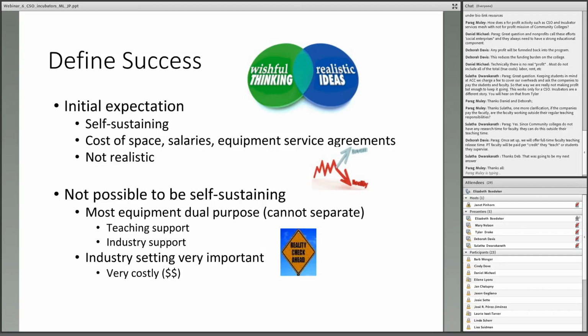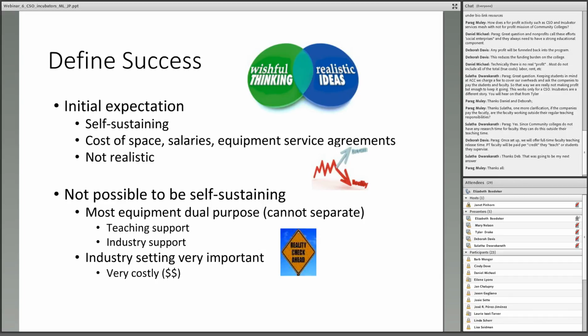Once you start thinking about the cost of the space here in an industry building, the salaries of the few folks that are employed here, and the equipment service agreements alone, it is not a realistic expectation that in order for us to be successful, we have to be self-sustaining. We are going to have to be supported and committed by the college to continue that support, because there is a lot of cost associated with our placement here. So it is not realistic or possible to be self-sustaining.